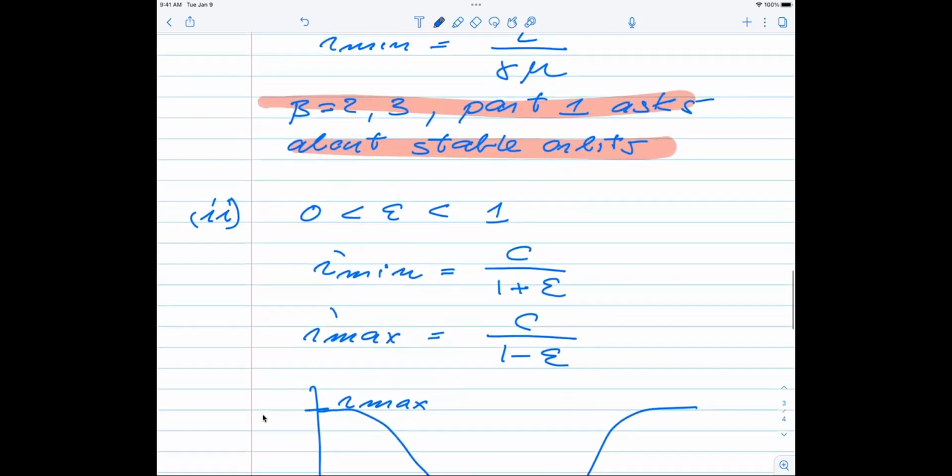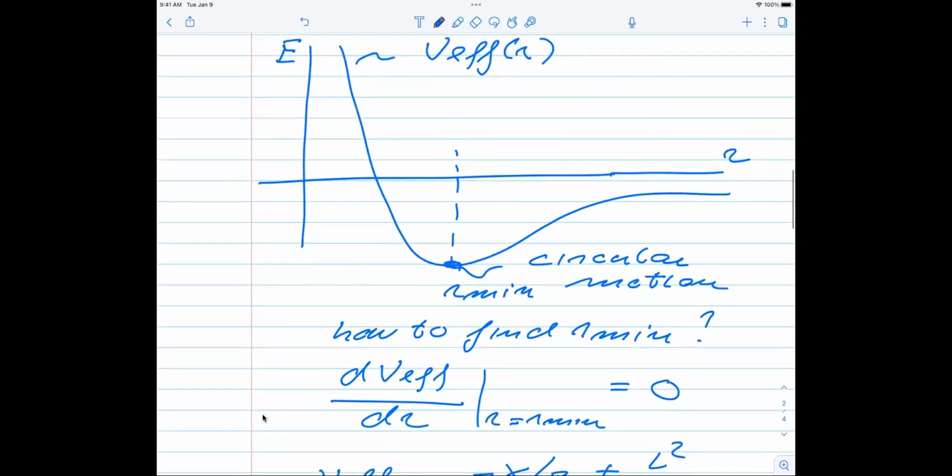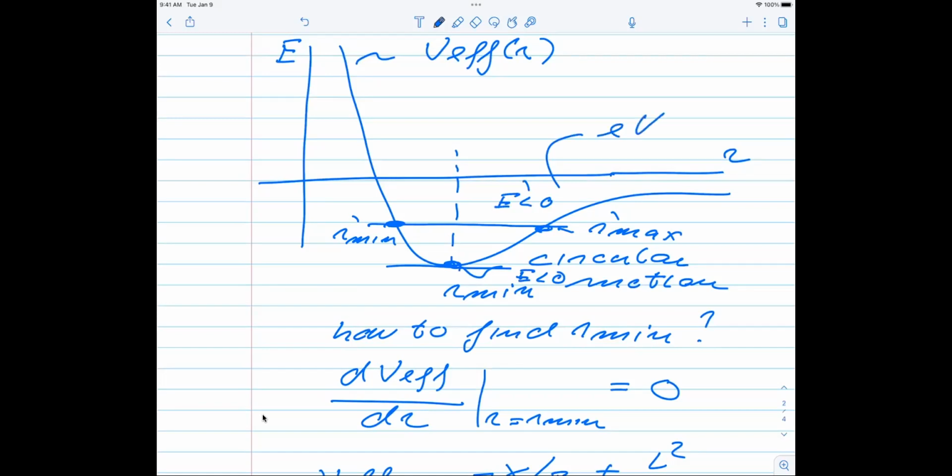And if we go back to the figure which we had, this means that we will be here somewhere, and we will show that this corresponds to an energy which is lower than 0. So this is R min prime, and this is our R max prime. And in this case, we are going to have an energy here. We have an energy here. So both these energies are less than 0. This is the prime energy, and this is the one for circular motion. So this is the one which gives us elliptical orbits.